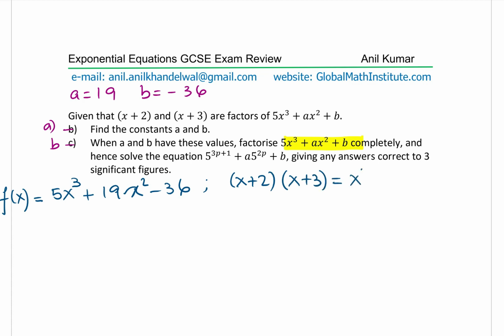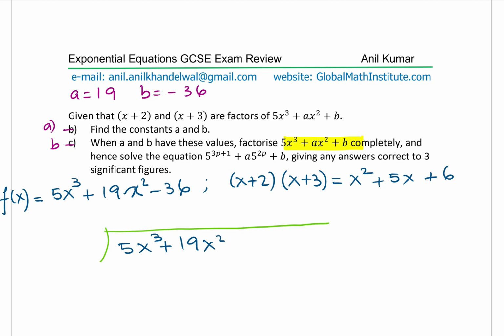So when you multiply, you get x squared, and you add these two, sum is 5, and the product is 6. So you get your equation. So let us divide to get the third factor. We could do synthetic division or the long division. Most students are familiar with the long division, so we'll do the long division. Now here we have 5x cubed plus 19x squared. X term is missing, so we'll put the placeholder 0x minus 36. And we have to divide this by x squared plus 5x plus 6.